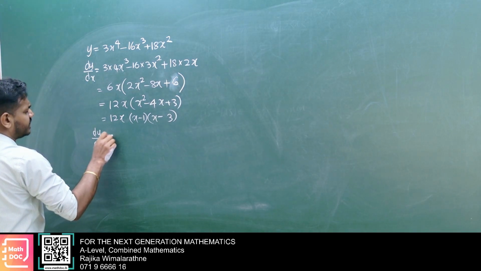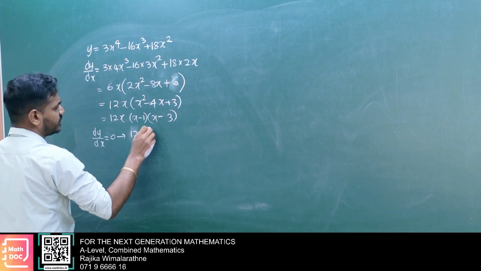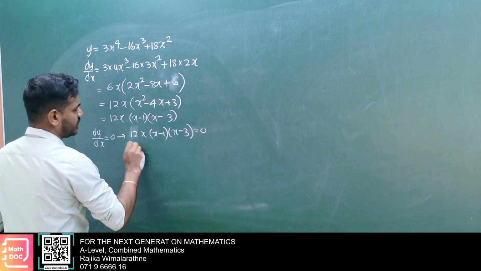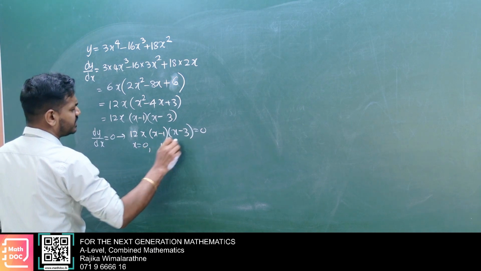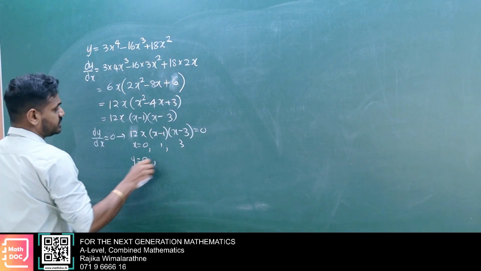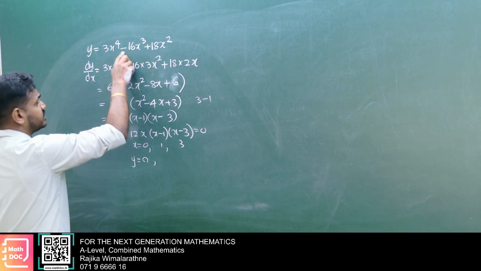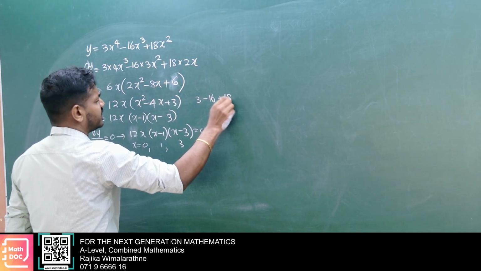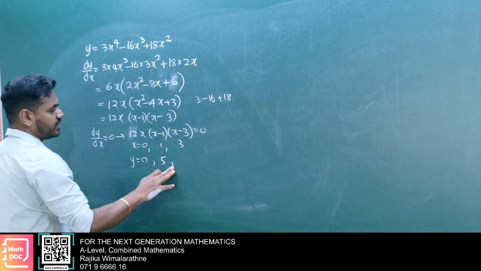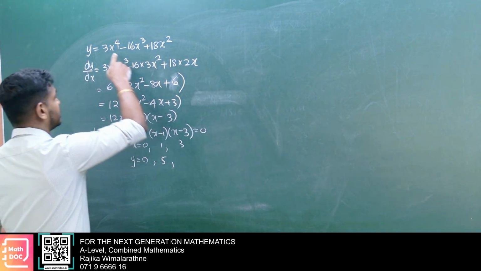dy by dx equals 0: 12x into (x minus 1) into (x minus 3) equals 0. x equals 0, 1, 3. At x equals 0, the y value is 0. At x equals 1, the y value is 3 minus 16 plus 18, which is 5. Then for x equals 3, find the y value.